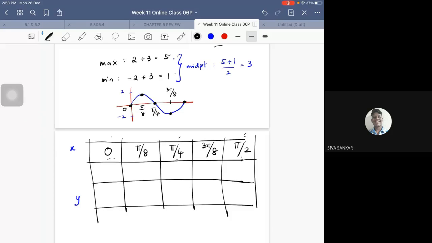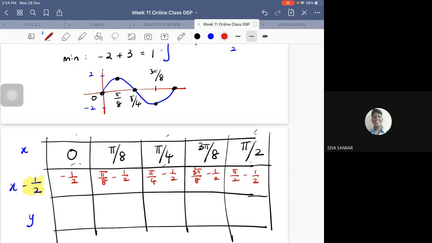Okay, then only do we consider the fact that we have a shift. When we have a shift, we have to subtract a half from these X values. Why subtract a half? Because the graph moves to the left by how many units? By 1/2 unit, so we subtract. Zero minus a half becomes negative a half. This one becomes pi over 8 minus a half. This one is pi over 4 minus a half. This one becomes 3 pi over 8 minus a half. And this one is pi over 2 minus a half.